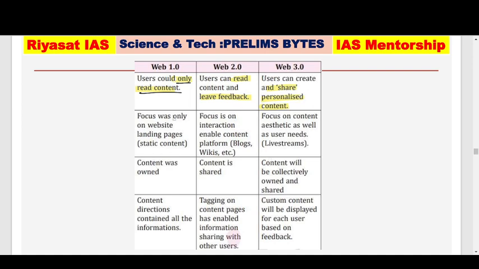Its focus was only on website landing pages, but now interactive pages are being made, such as your blogs and your wikis. Now aesthetics and beauty are also being considered, how well we can make it attractive, live streaming, etc. You can see that advancement is being made from Web 1.0 to Web 3.0.